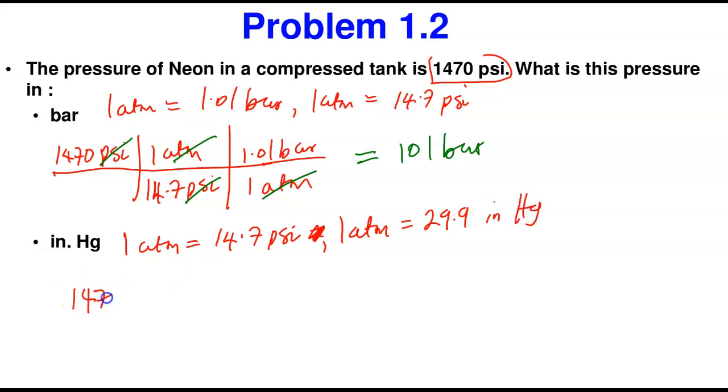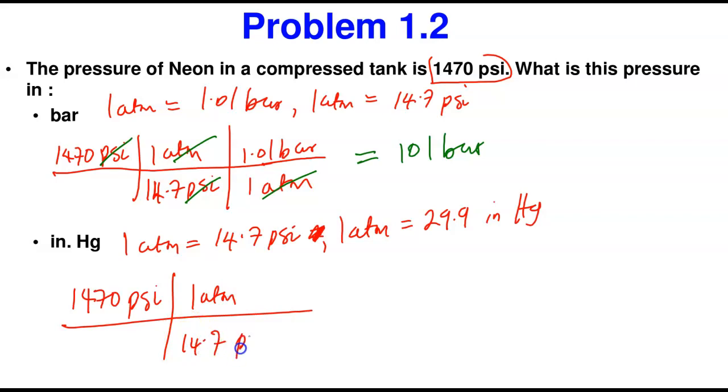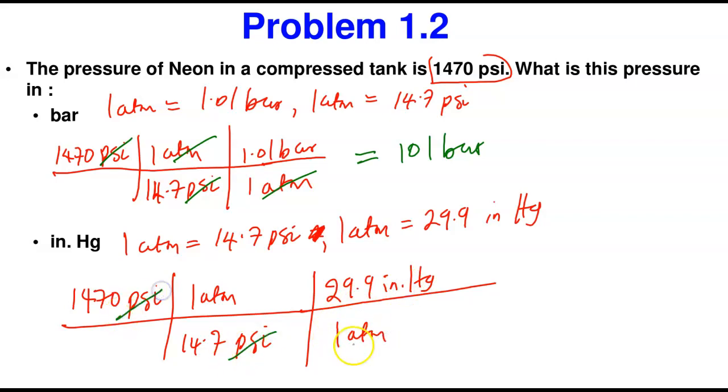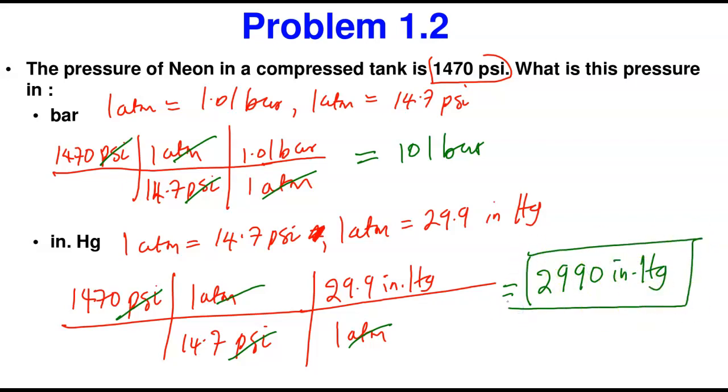So I'm going to convert 14.7 psi. Again, I'm going to convert it to atm. And then from atm, I'm going to convert it to what? Now I want it to be in inches mercury. So I'm going to say 29.9 inches mercury over 1 atm. And when I cancel out everything, my answer will be 29.9 inches mercury. And this becomes my last answer.